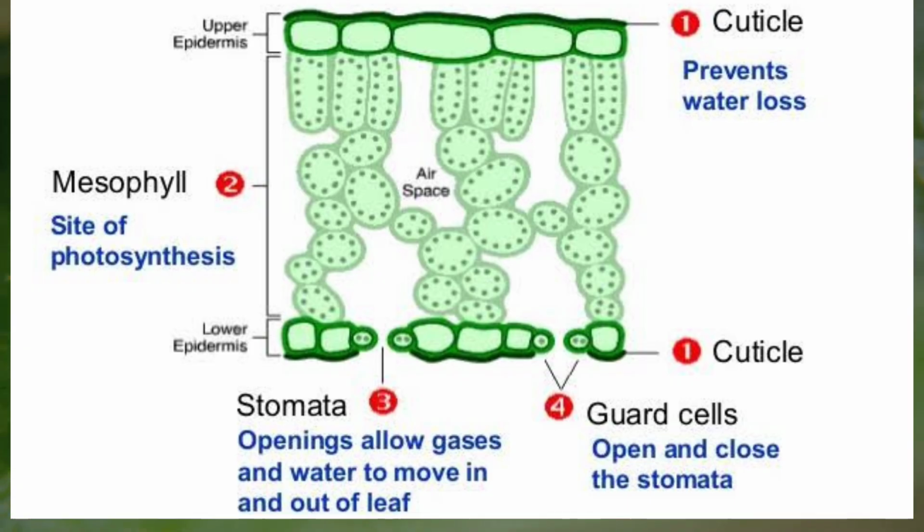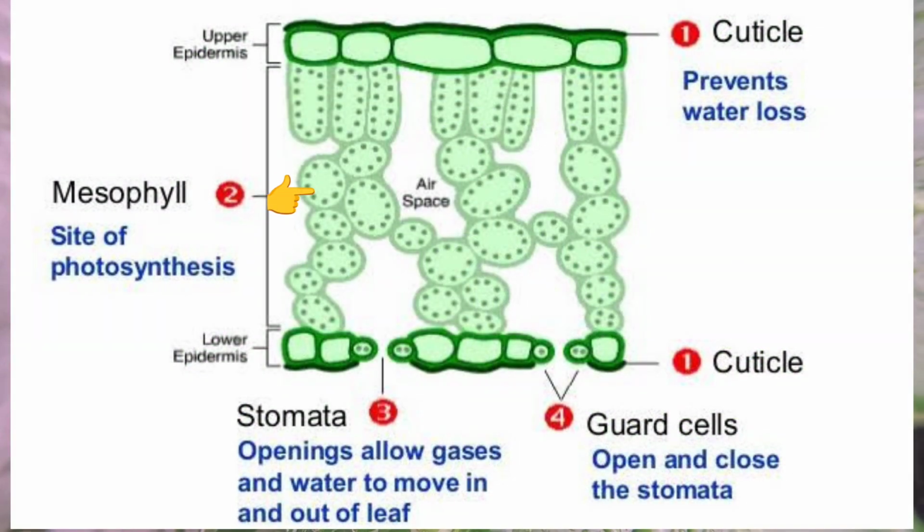The stomatal transpiration occurs in 2 steps. First, water evaporates from the cell walls of the mesophyll cells into the intercellular spaces. Then, this water diffuses from the intercellular spaces into the atmosphere through the stomata.